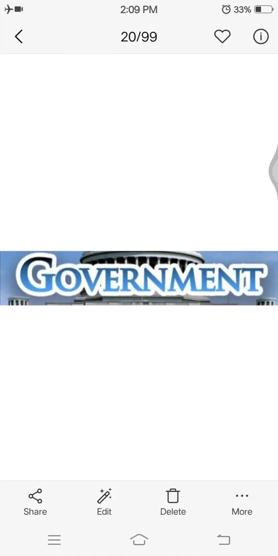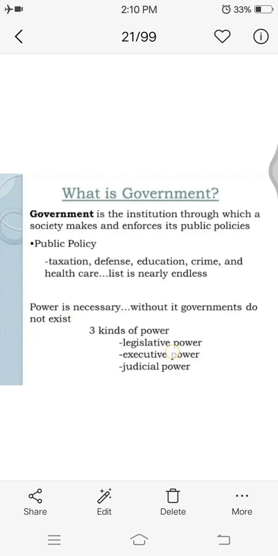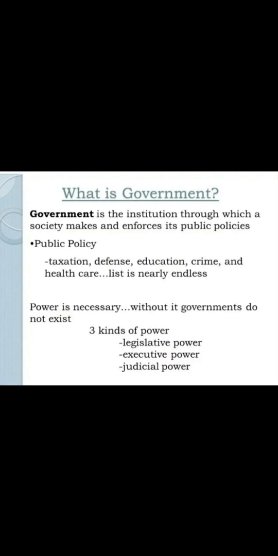So in our government topic, it comes to your mind, what is government? Government is the institution through which a society makes and enforces public policy. Which policies they have to implement for the society, that is the policies being made for the people of the country. In a simple way, we can say that is a government. There are different ways, like democracy, dictatorship, secularism. These are different forms of government.